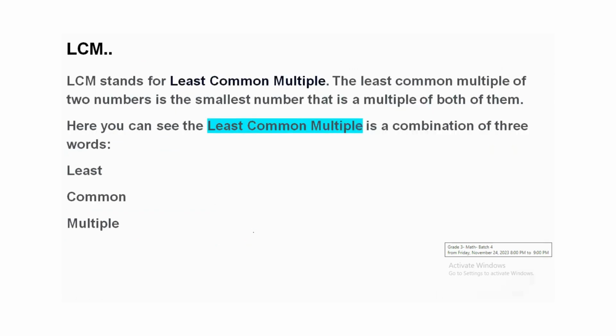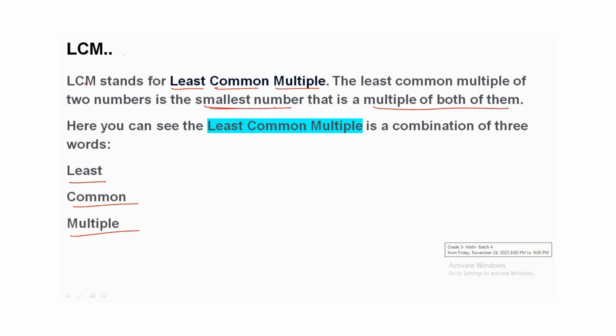Now, what is LCM? LCM stands for least common multiple. The least common multiple of two or more numbers is the smallest number that is a multiple of both of them. Here you can see there are three words: least, common and multiple. Now, what do we need to do with them?